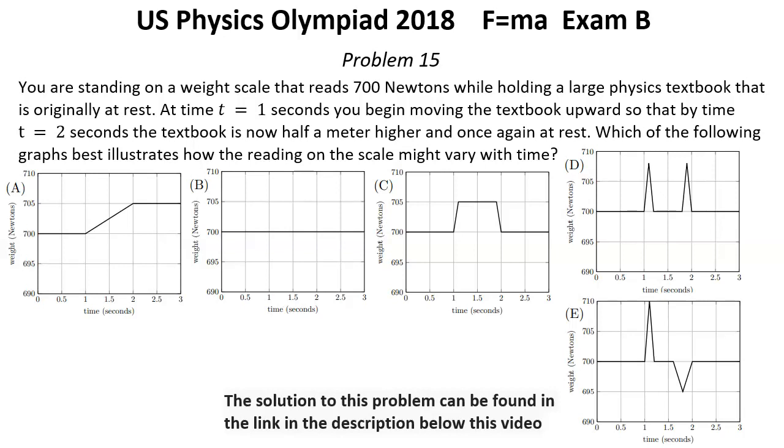There is an upward spike at the beginning because you exert a sudden upward force on the book to get it starting to move, which thus exerts a downward force on you. Similarly, there is a downward spike at the end. The only possibility for this motion is graph E, where we have a positive spike in the beginning and a negative spike at the end. That was the solution for problem number 15.